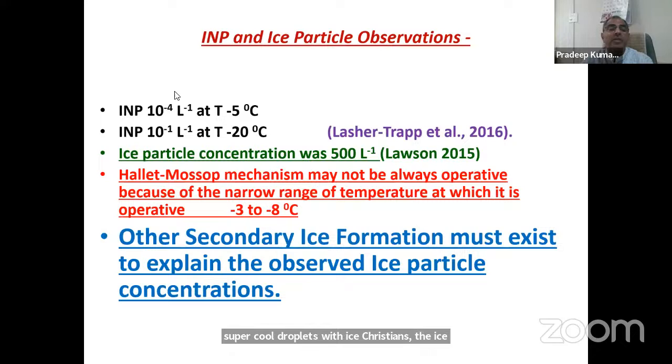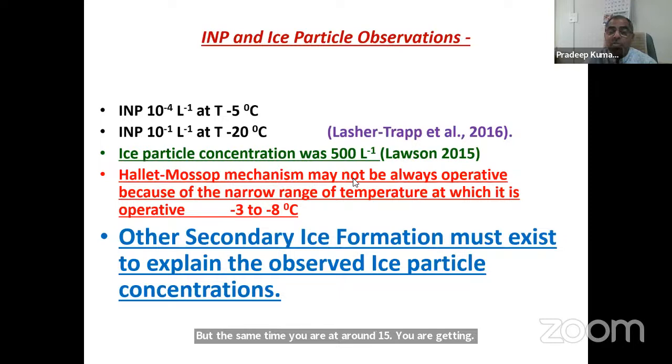So if you look at the ice nucleating particle and ice particle observations from field campaigns, these are INP particles, ice nucleating particles, which are 10 to the power of minus 4 per liter at minus 5 and 10 to the power of minus 1 per liter at minus 20. This was in a campaign mode. And at the same time, the ice particle concentration observed was 500 per liter at around minus 15 degrees Celsius. So you look at these numbers, this is 0.1 per liter at minus 20. But at the same time, at around minus 15, the observation was 500 per liter.